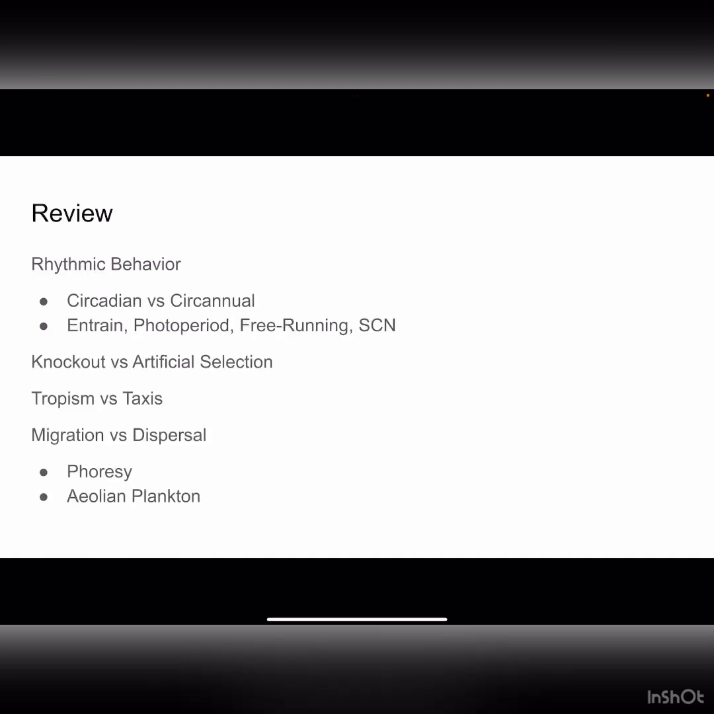Alright, we've finally reached the end. So, to review, there are two main types of rhythmic behavior: circadian, about a day, and circannual, about a year. Terms associated with rhythmic behaviors are entrain, photoperiod, free running, and the suprachiasmatic nucleus. Two different methods that scientists use to test the relationship between genes and behavior are knockout and artificial selection. Tropism involves movement in plants, while taxis refers to movement in animals.